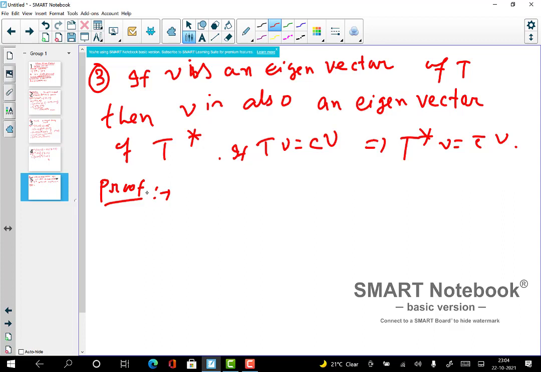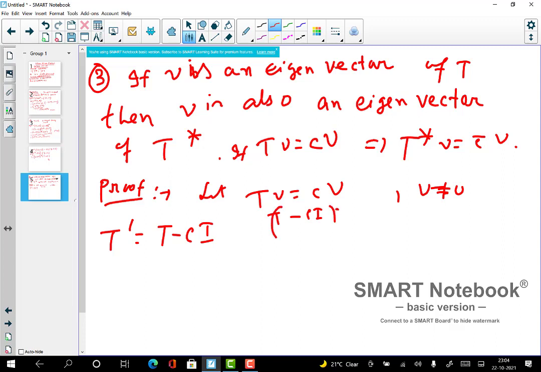So you start with that. Let T of V equal to CV, because V is an eigenvector, so V is obviously non-zero, and there exists a C such that TV equal to CV. Okay. So then you can define another operator, say T dash. So what is my T dash? T dash is equal to T minus C of I. Okay, so you can write T minus Ci of V equal to 0, right? So V is in the null space of T minus Ci, and this is the operator I am defining now, T dash.